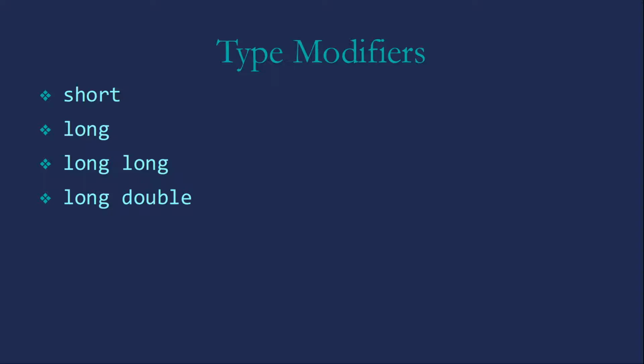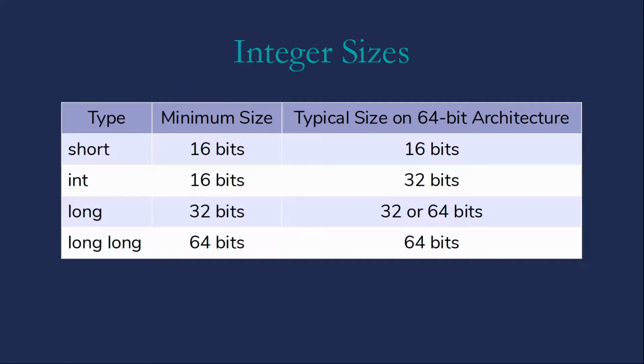Also note that there's actually a long long int, which can be abbreviated long long, and there's also a long double. The precise size of ints, shorts, longs, long longs, and long double varies among implementations. The language standard only specifies a minimum length for the integer types, which is 2 bytes for both the short and the int, 4 bytes for a long, and 8 bytes for a long long. On 64-bit architectures, the short is 2 bytes. The int is typically 4 bytes, the long varies between 4 and 8 bytes, and the long long is, of course, 8 bytes.